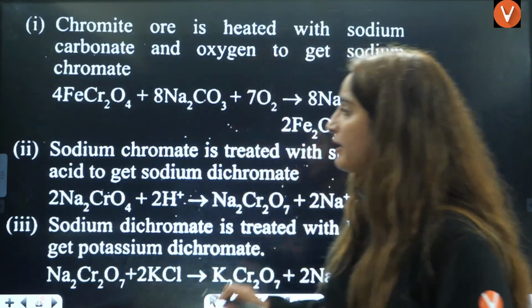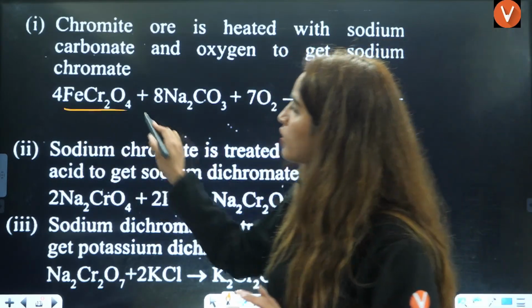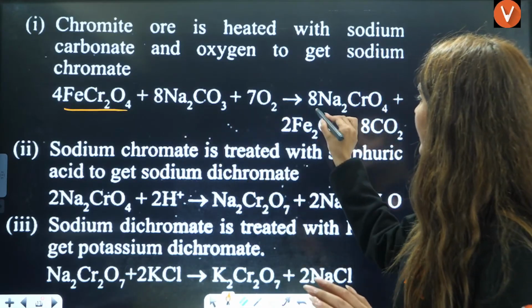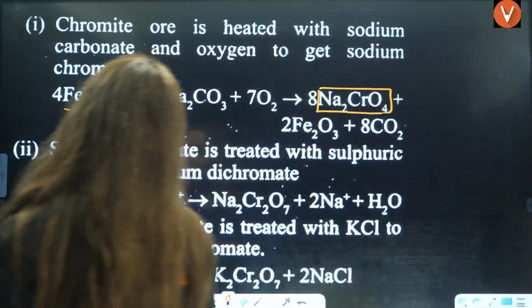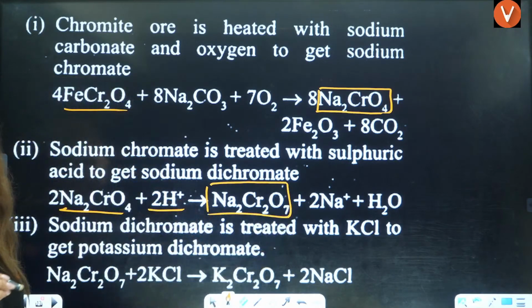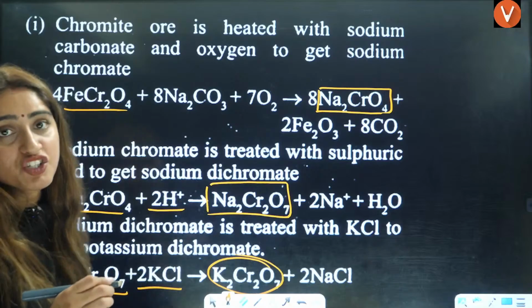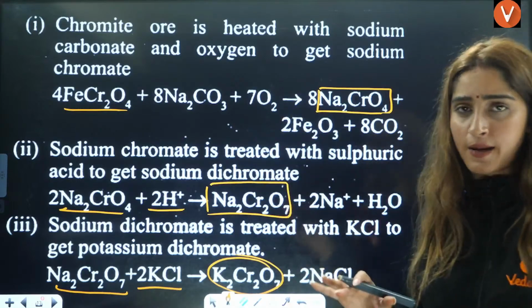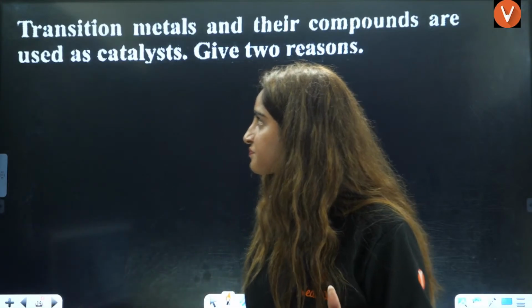Now, K2Cr2O7 is prepared from this ore, that is chromite ore, FeCr2O4. Now, you will get the formation of sodium chromate. From sodium chromate, you react this in acidic medium. This will be converted to sodium dichromate. Now, when you react this with KCl, this will be converted to potassium dichromate, right? Very simple, easy preparatory process. It is a 3-step preparation, right? Understood?